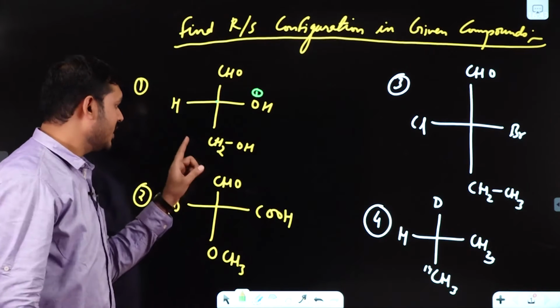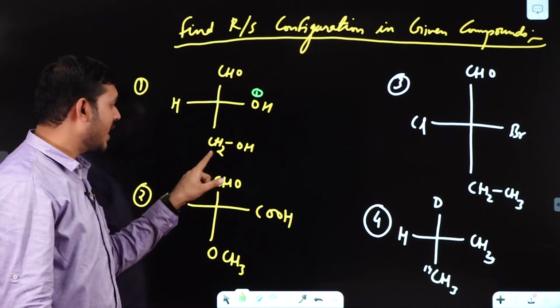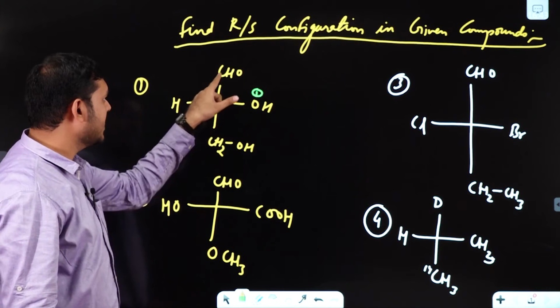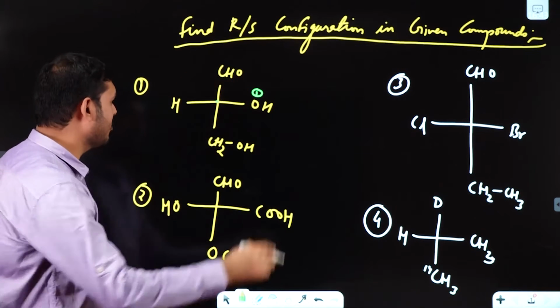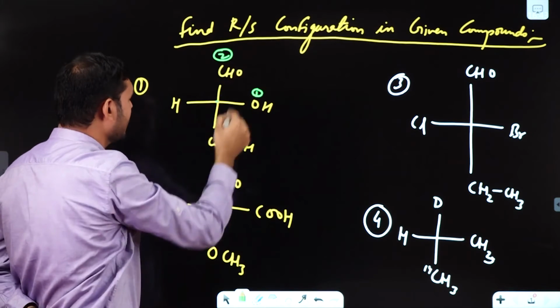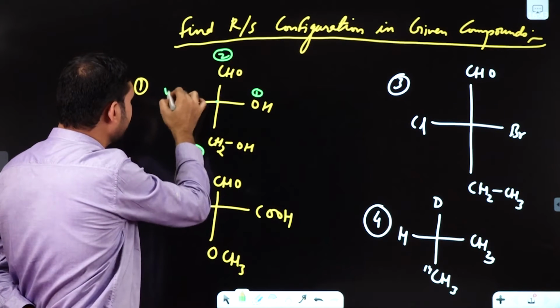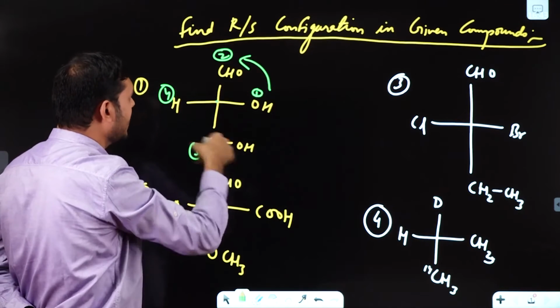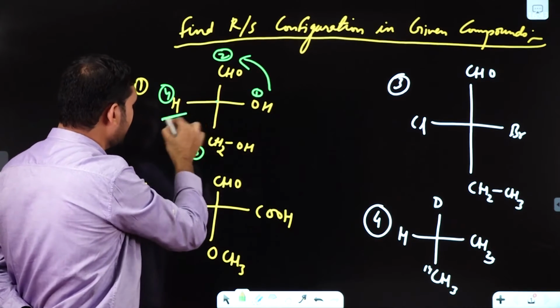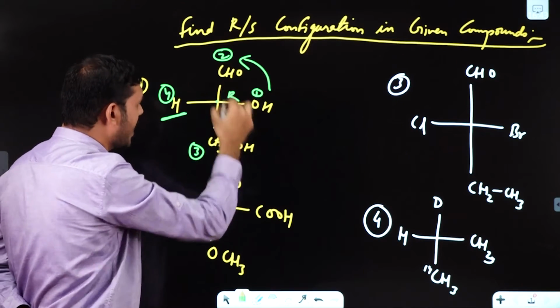Now come to this one. This carbon is having 2 hydrogens and 1 oxygen. And if I see this one, it is having carbon double bonded with oxygen. So simply this will be more priority. Okay, 2. Then this is 3 and this is 4. I have to simply move 1 to 2. Okay, so this is anti-clockwise S, but here it is hydrogen, so it will be R.